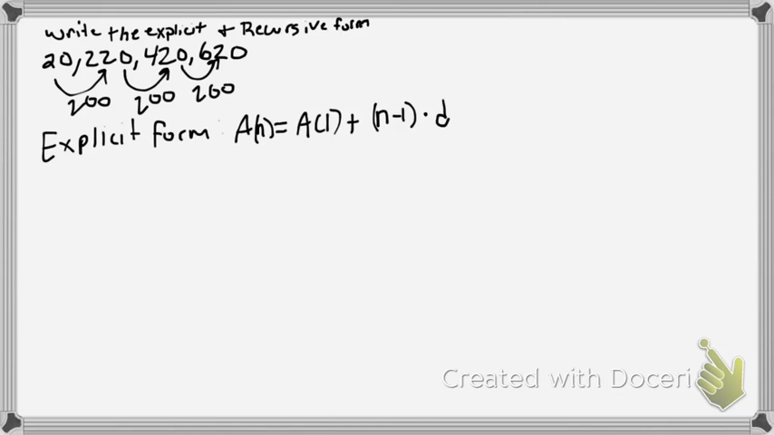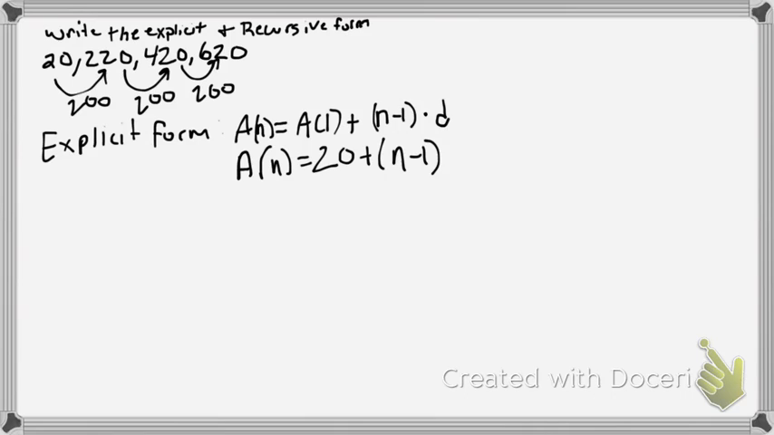So in this problem, a sub n is always going to stay the same. That's like a y in the slope-intercept form. And a sub 1 just means the first term. Well, the first term in our sequence is 20. So I'm going to put 20 in there. Plus n minus 1. Well, that's going to depend on what term you're trying to find in the sequence. So that's going to stay n minus 1.